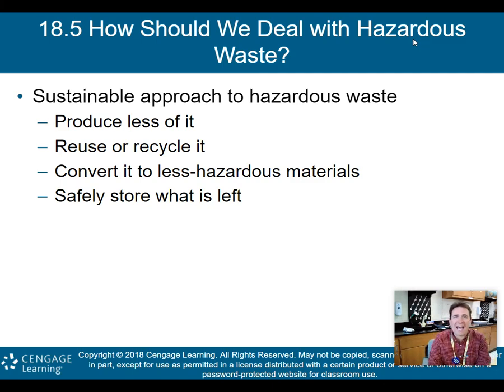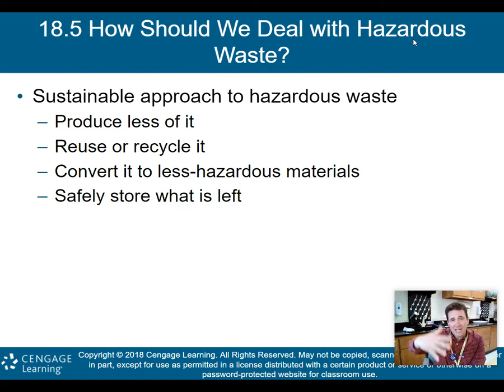We're going to move on now and begin discussing how we should deal with hazardous waste. As you know, we need a sustainable approach to hazardous waste. Number one, we need to produce less of it. Number two, we need to reuse or recycle it. Number three, we need to convert it to less hazardous materials. And number four, we need to safely store what is left.